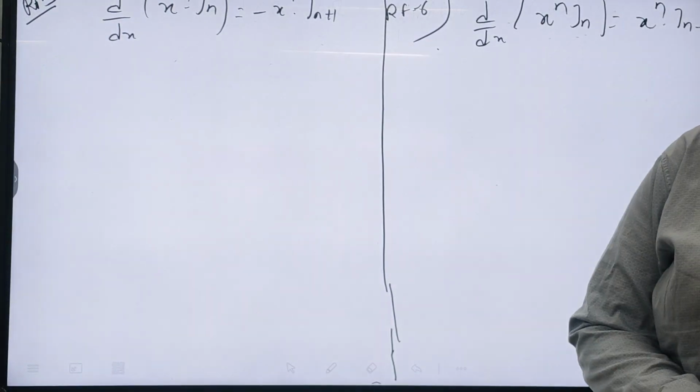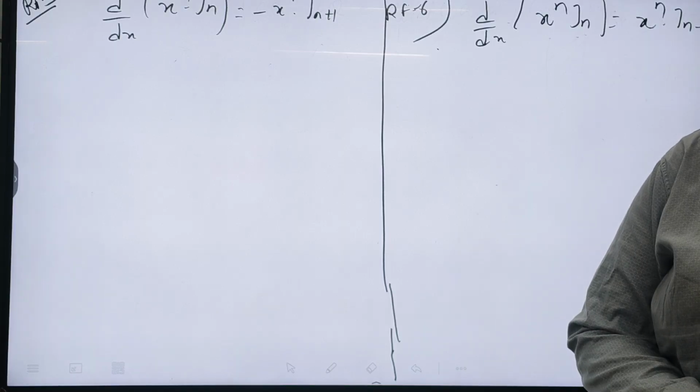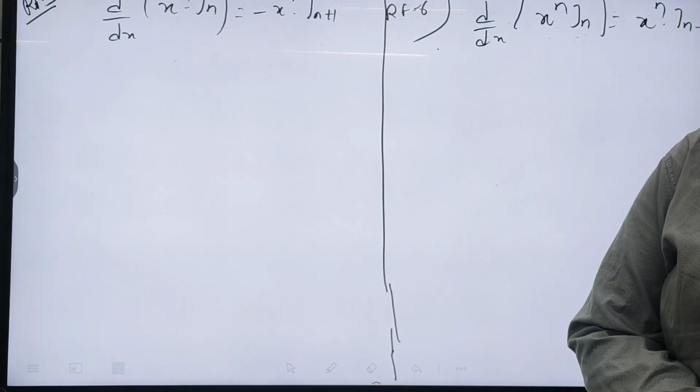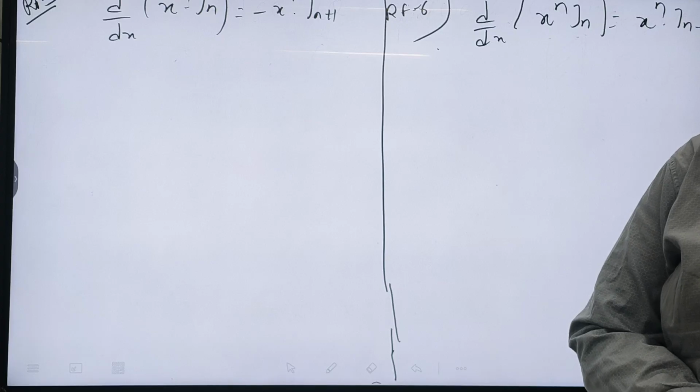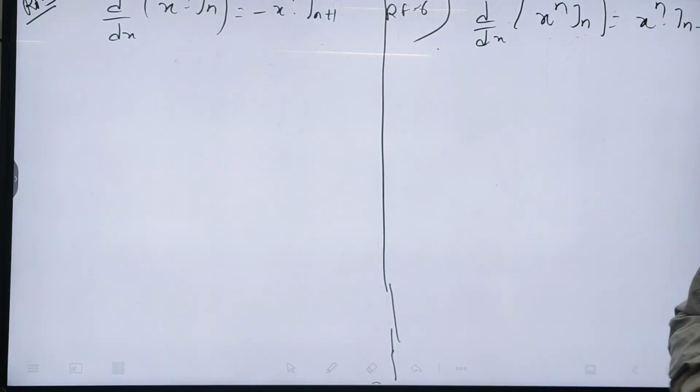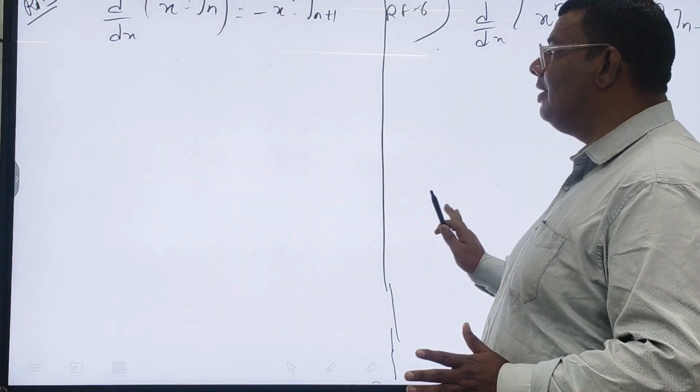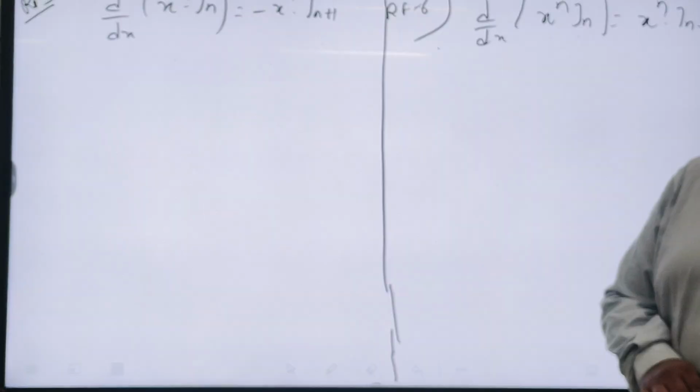Today we will derive the recurrence formula number 5 and recurrence formula number 6. As you know, in the last video I have already derived recurrence formulas number 1, 2, 3 and 4. You can see them in the playlist. So here we will look into RF5 and RF6 of the Bessel function.